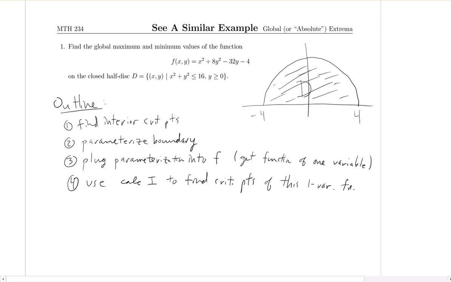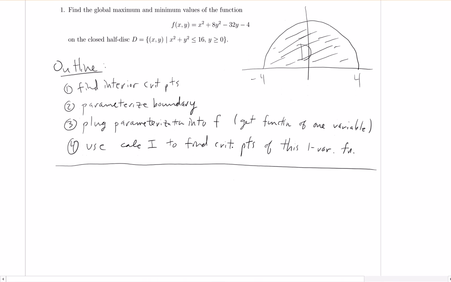And then in the end, we'll take all the critical points that we found in step 1 and step 4, throw them all together in a big list, and just evaluate the function at all those points and see what the biggest and the smallest values that we get are. So let's go ahead and get started.